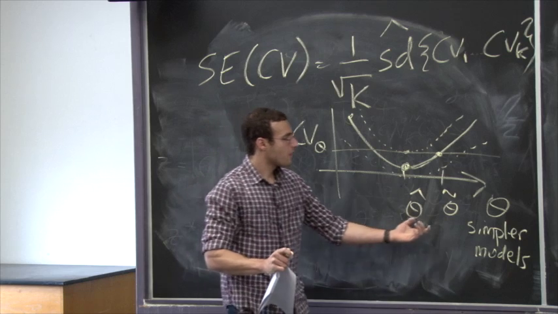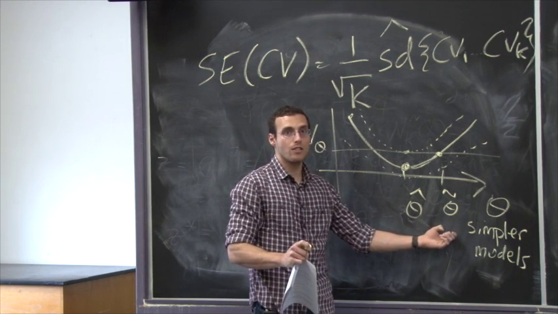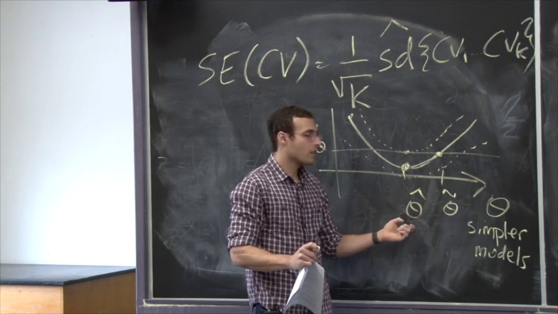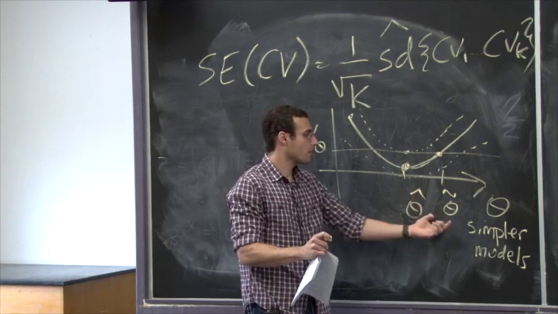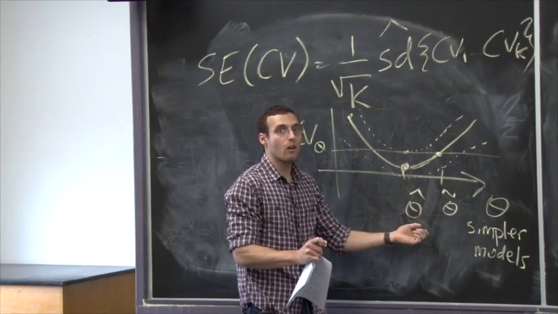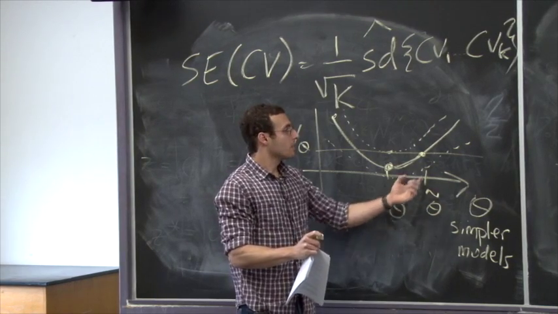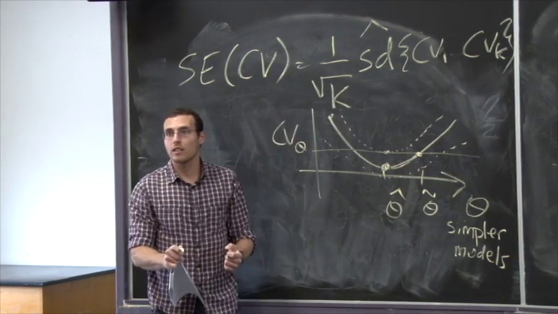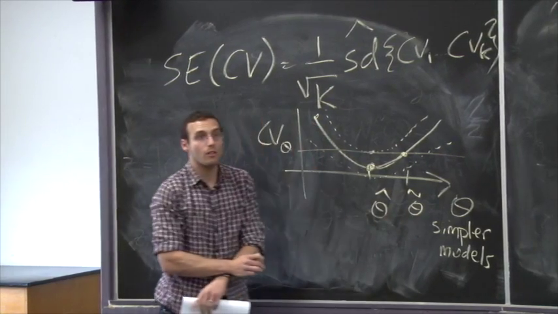And the explanation is as follows. Up to one standard error, I don't know the difference between the cross-validation error, or really the test error, of theta tilde versus theta hat. Because by definition, I've constructed theta tilde to lie within one standard error of theta hat in terms of the cross-validation measure. So I may as well go with a simpler model. If I don't know which one actually does better, I may as well favor the simpler model.